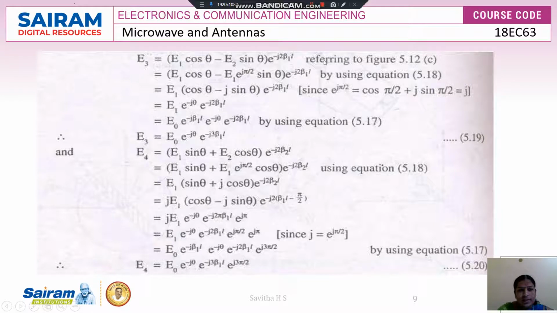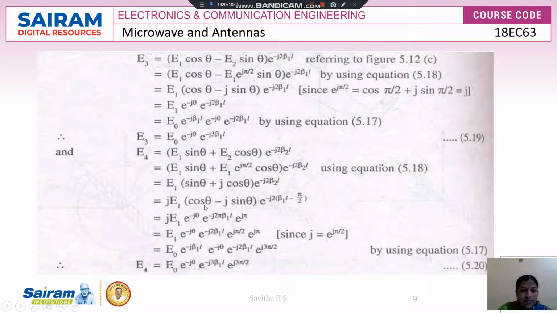Then next E4 is E1 sin theta plus E2 cos theta, e to the power of minus j2 beta 2 L, and here E1 sin theta plus E1 e to the power of j pi by 2 cos theta, because I am writing E2 in terms of E1, times e to the power of minus j2 beta 2 L. In both expressions E1 is common, so I take E1 common: sin theta plus j cos theta, e to the power of minus j2 beta 2 L.